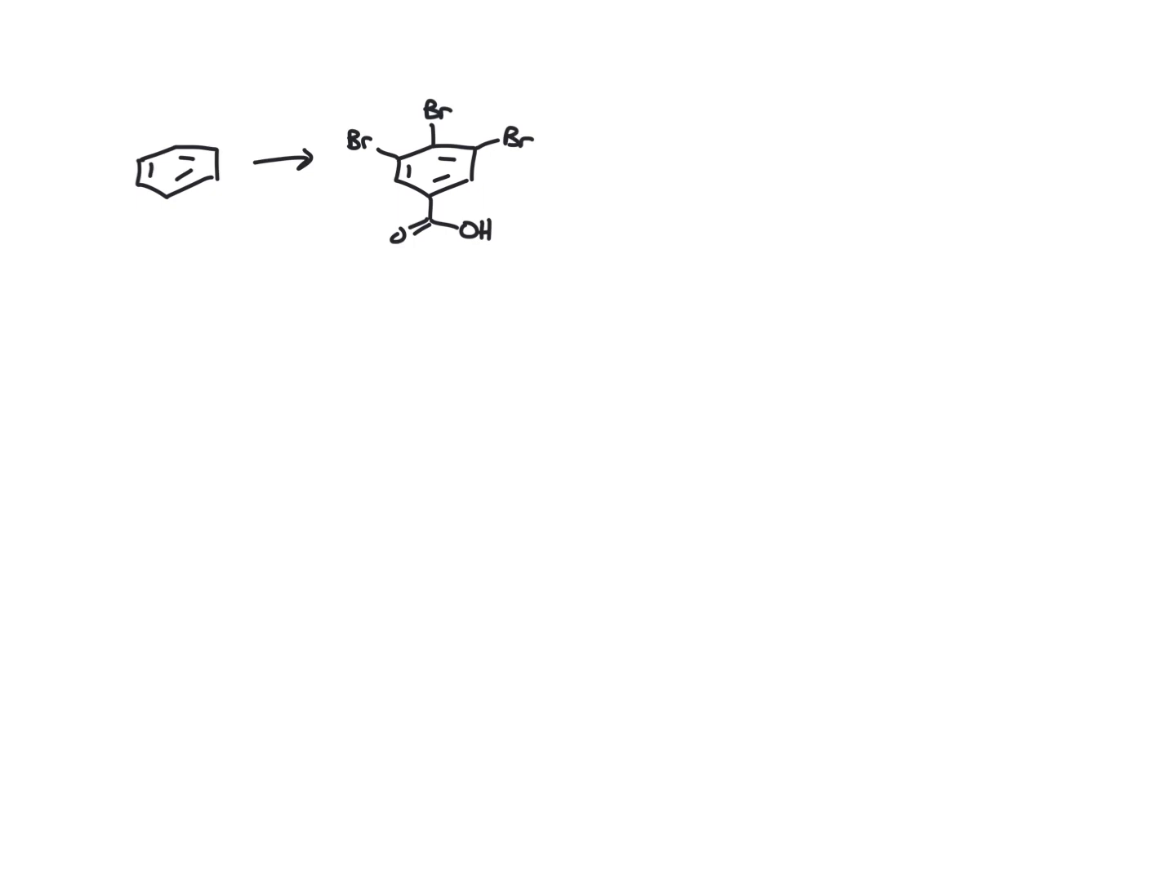For this problem, the strategy that I'm going to use is to think about how I can put this carboxylic acid on the ring. And the best way for me to do that is to put just an alkyl group like a methyl by Friedel-Crafts. And then just oxidize it.